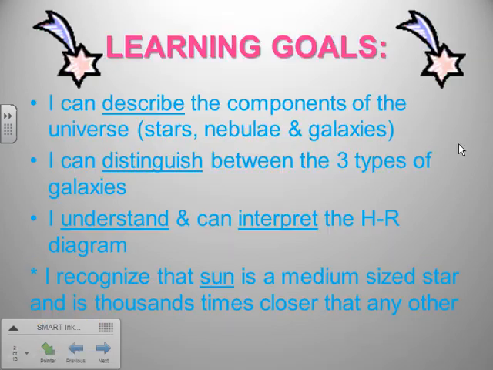And we will start by looking at the learning goals. Please pay close attention today to the underlined portions of each slide, as this will really help you in filling in your notes. I can describe the components of the universe, such as stars, nebulae, and galaxies. I can distinguish between the three types of galaxies. I understand and can interpret the HR diagram. I recognize that the Sun is a medium-sized star and is thousands of times closer than any other star. So these are the learning goals that we're going to be speaking of.